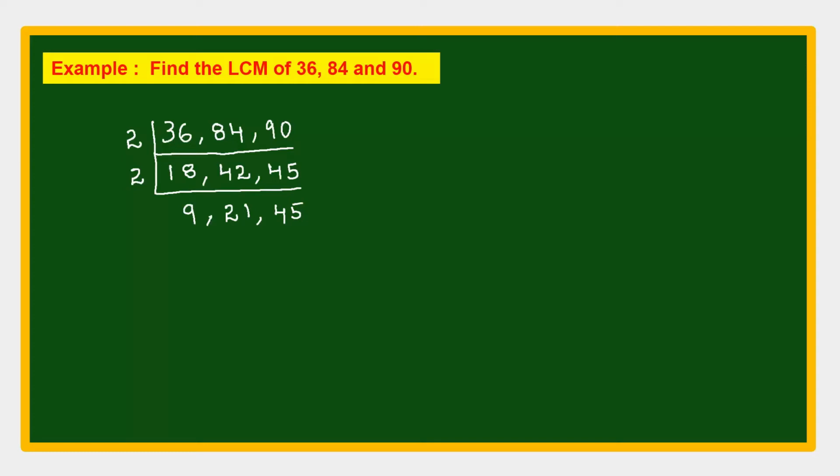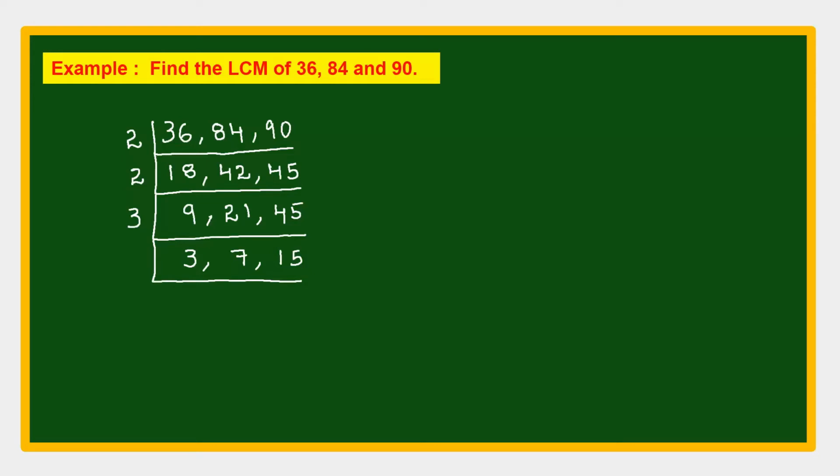Now what we have to do? Now write the quotient, the number which is not divisible by 2. We already mentioned 45 as it is because 45 will not be divisible by 2. So again 9, 21, 45. These numbers will not be divisible by 2. So next prime number 3. 3 3 is a 9, 3 is the quotient. Next 3 7 is a 21. Next 3 15 is a 45.